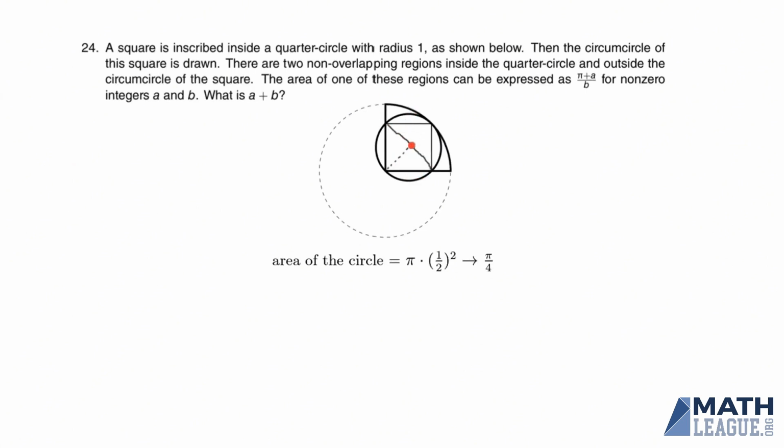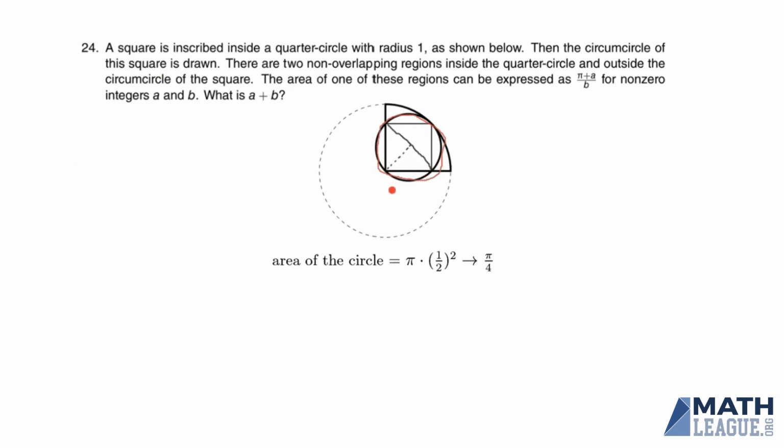So since we know the radius of this smaller circle, which is 1/2, we can find the area of the circle. That's pi r squared. So the radius is 1/2. 1/2 squared is 1/4. Pi times 1/4 is pi over 4. So now we know the area of this entire circle here.